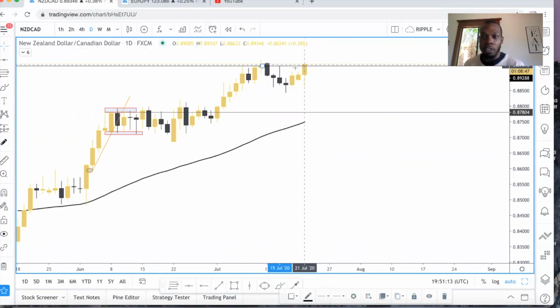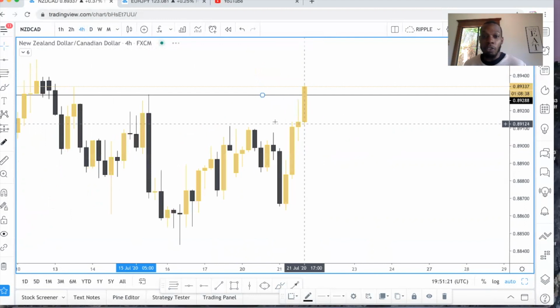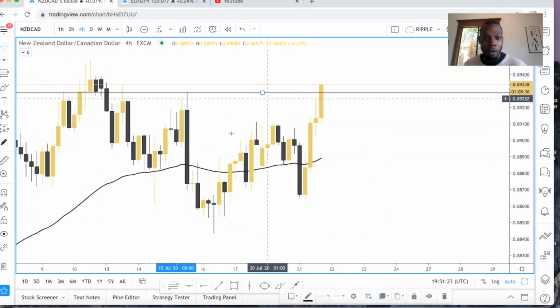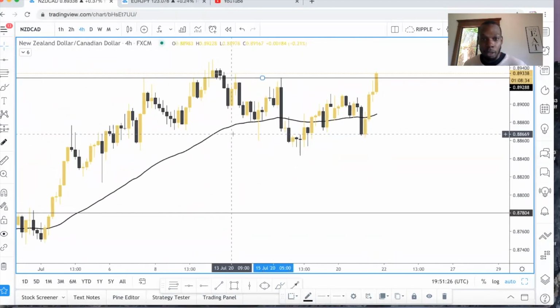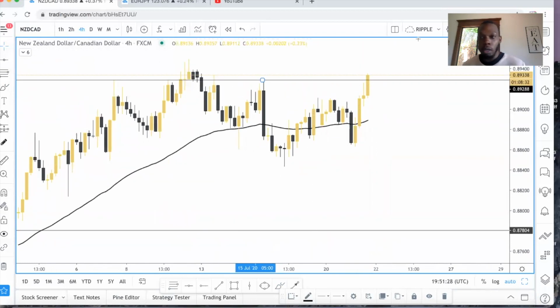But if this doesn't close with so much bullish momentum like how it looks right now, then we could potentially see a slight move to the downside. As of right now, I was favoring sales, but it's looking like it's getting ready to possibly go higher. So I'll just wait and let the market show me what it's really trying to do.